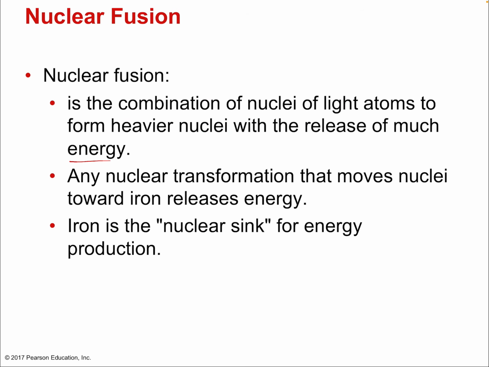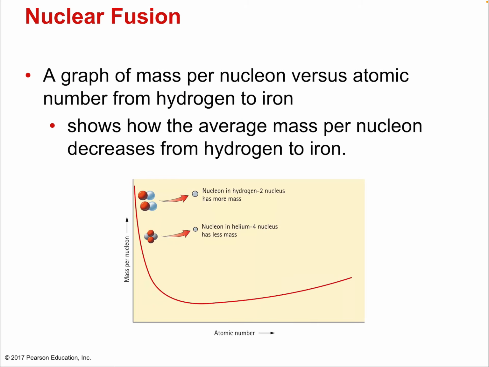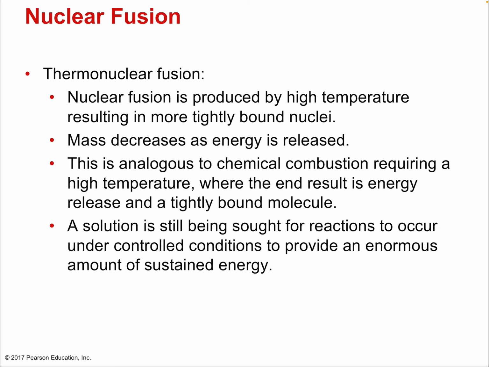So any nuclear transformation that moves nuclei towards iron releases energy. Iron is the nuclear sink. You can't create any energy from iron, neither through fission or fusion. It's a dead end. So a graph of mass per nucleon versus atomic number for hydrogen to iron shows how the average mass per nucleon decreases from hydrogen to iron, in this case particularly becoming helium.